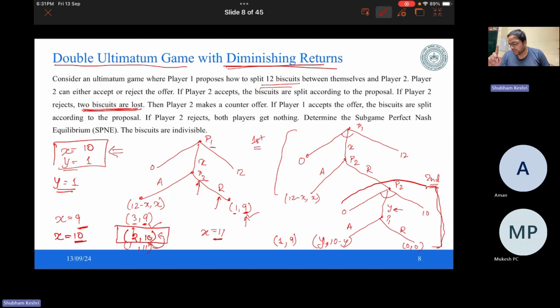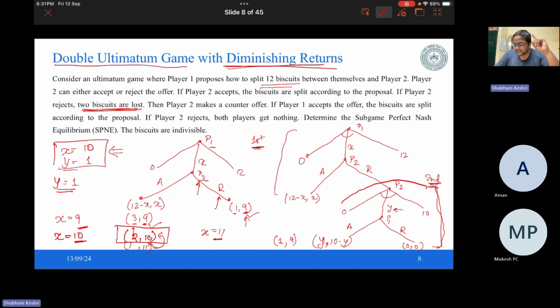And one more thing to notice is that this game will not proceed to the second stage. It will end in the first stage. Because whenever player 1 makes this offer, player 2 will always accept this offer. And therefore, this game will not proceed to the second stage. These two things: discounting improves the utility of player 1, therefore some kind of fairness is coming into play. And the second idea is the game is not proceeding into the second stage.